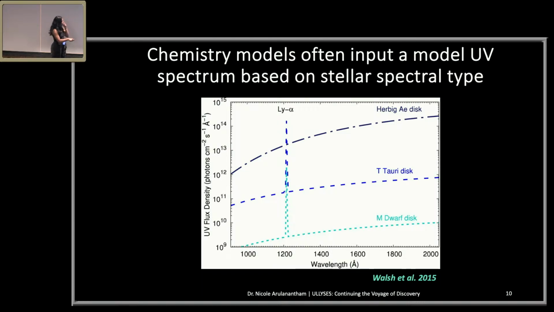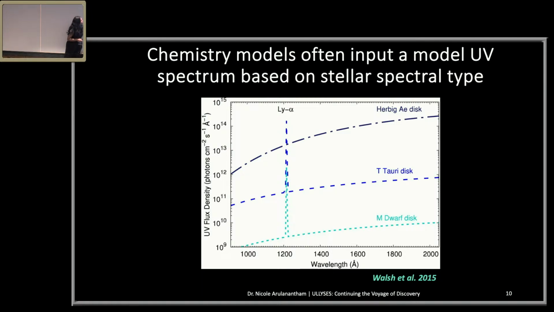But what this paper did for these models was assumed a black body component for the bulk of the UV continuum. And so we can see the fainter M dwarf, the T-Tauri disk in the middle, and the Herbig star on top. And then to approximate the Lyman alpha emission line in these models, a simple symmetric Gaussian emission line profile was used. And the Gaussian emission line profile was scaled to have the flux that would make it comprise about 75% of the total UV radiation field.